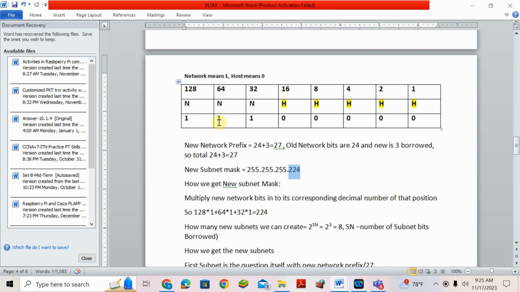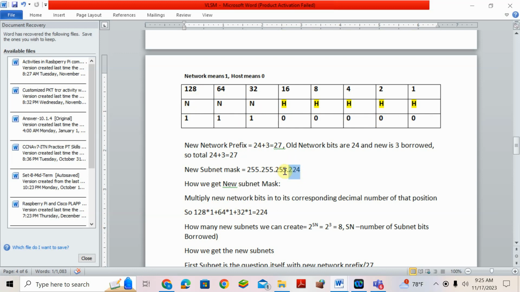Now we have 3 new network bits, right? 128 into 1, 128 plus 64 into 1, 64 plus 32 into 1, 32. Remaining are all zeros, you don't need to add. When you add these three, you will get 224. That's why 255.255.255.224.